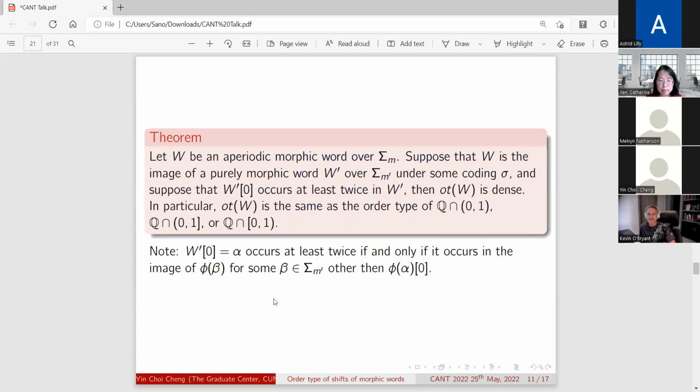And we can also read from the morphism that generates the word W prime to determine if the starting letter occurs twice in W prime. In particular, let that starting letter be alpha. It occurs at least twice in W prime if and only if it occurs in the image of phi of beta for some beta in sigma M prime, other than being the starting letter of phi of alpha.